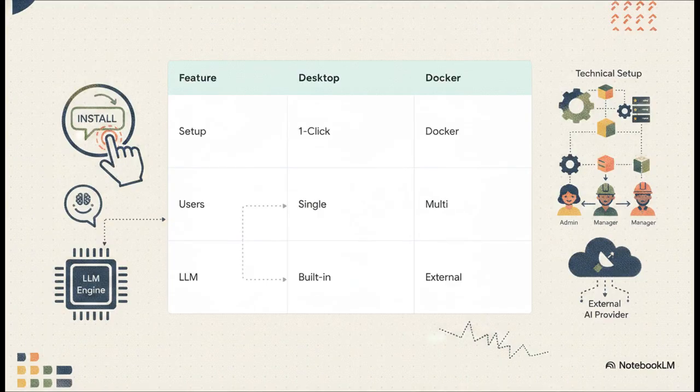So the desktop version is literally a one-click install that actually comes with a built-in LLM engine. Absolute perfection for beginners. You literally download it, open it, and just start chatting. The Docker version, on the other hand, does require some technical knowledge to get going. It supports multi-user roles like admin and manager, and it actually requires you to connect it to an external language model provider. Bottom line, if you want the easiest possible path to private AI, desktop is your clear winner.